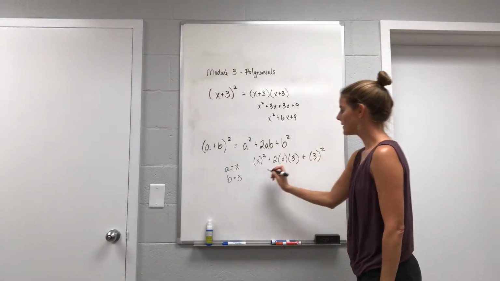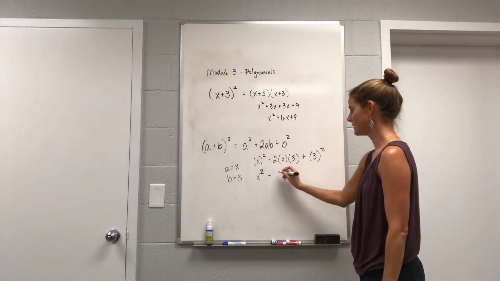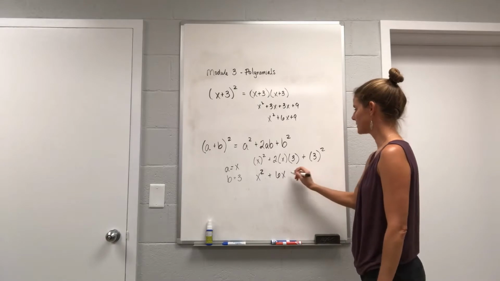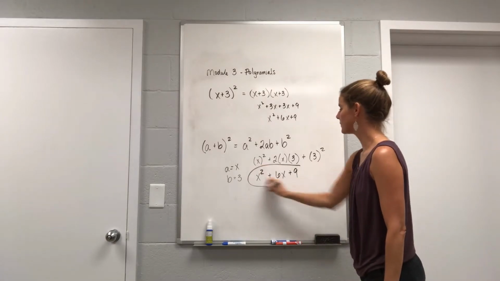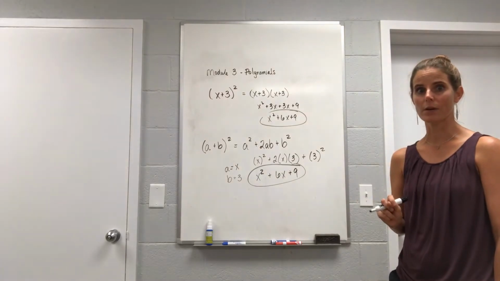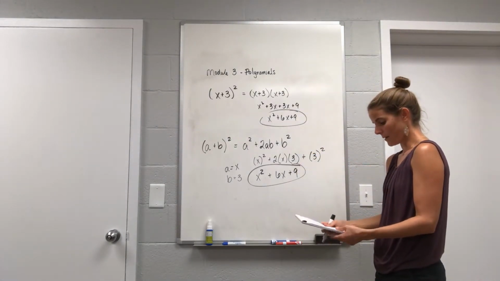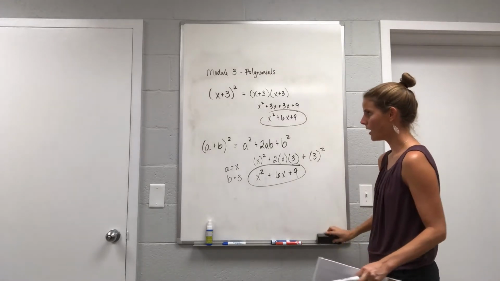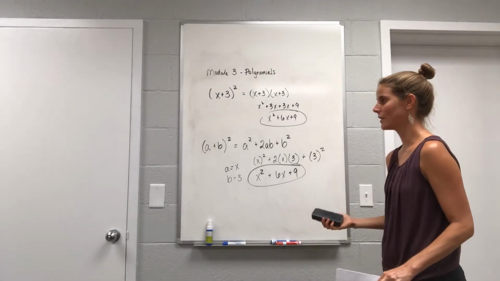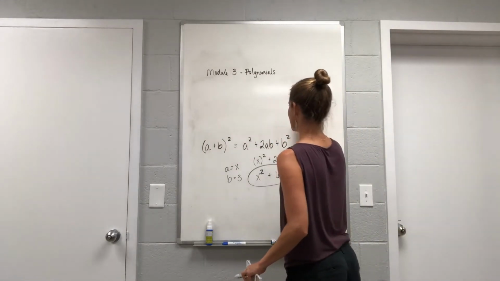All right, so x squared, that's just x squared. And then 2 times x times 3, that's going to be 6x. And then 3 squared is 9. And you can see we got the same answer as we did here. That will always work with a square of a binomial. That formula will always work for a square of a binomial. Okay, so that for now is operations with polynomials. We are going to get into factoring in the next video.